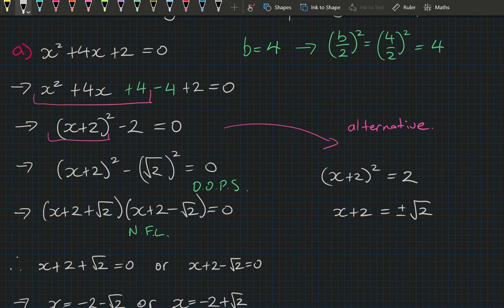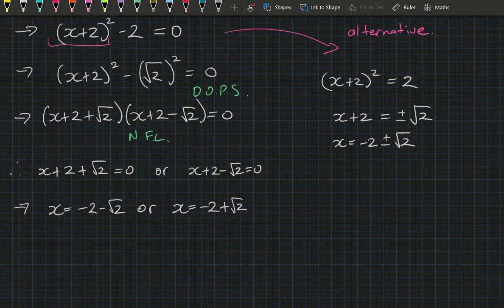Don't forget that the square root of any number has a positive version and a negative version. If we subtract 2 from both sides, we end up with x is equal to minus 2 plus or minus the square root of 2. And of course we get the same answer, which is pretty convenient, otherwise we'd be worried, right?